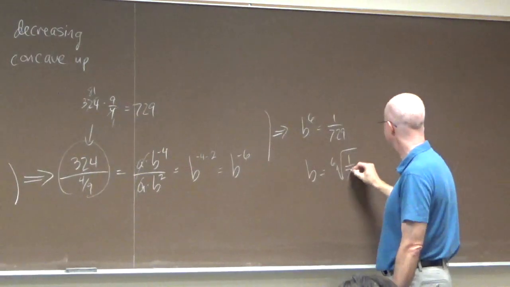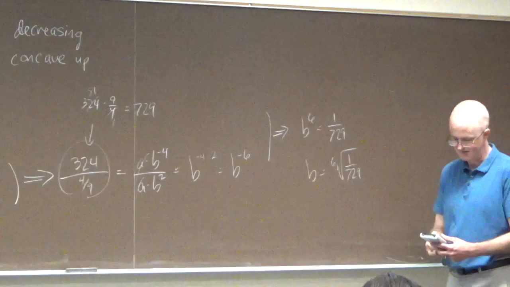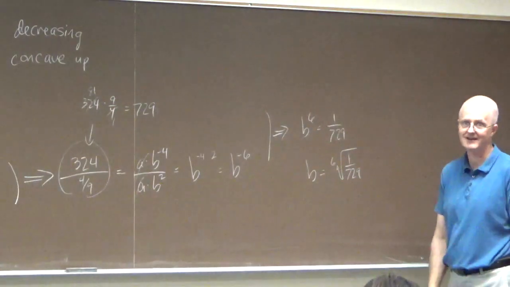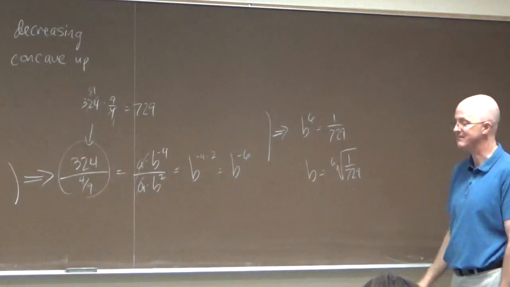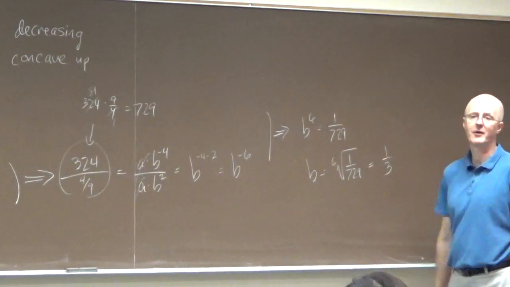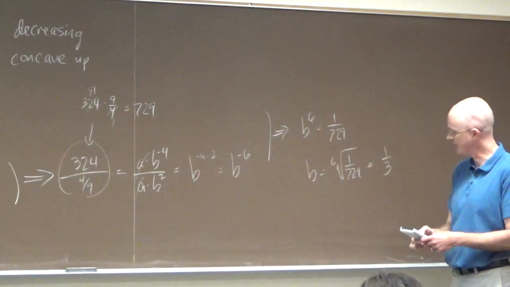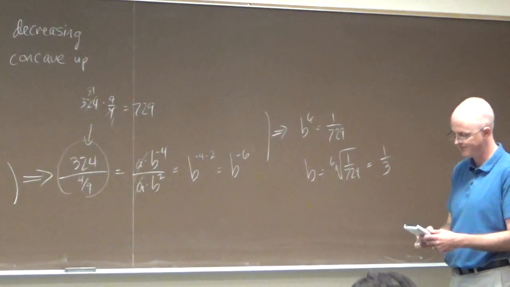Maybe that's not obvious. 3 to the 6th power is indeed 729. 1/3 to the 6th power would be 1 over 729. So B is 1/3. If you weren't sure, you could take 1 over 729.